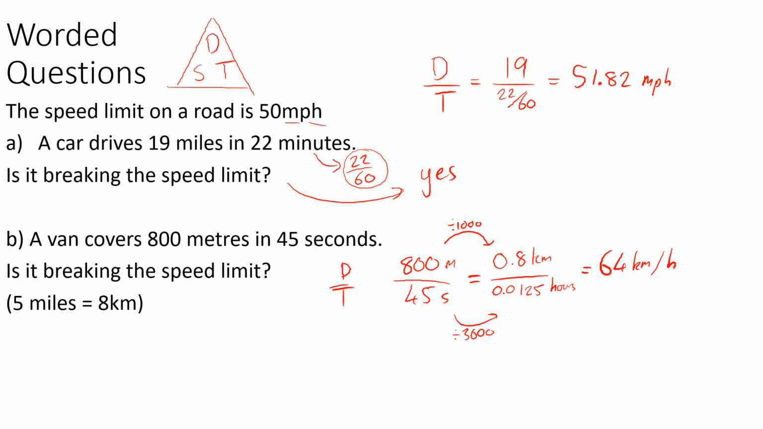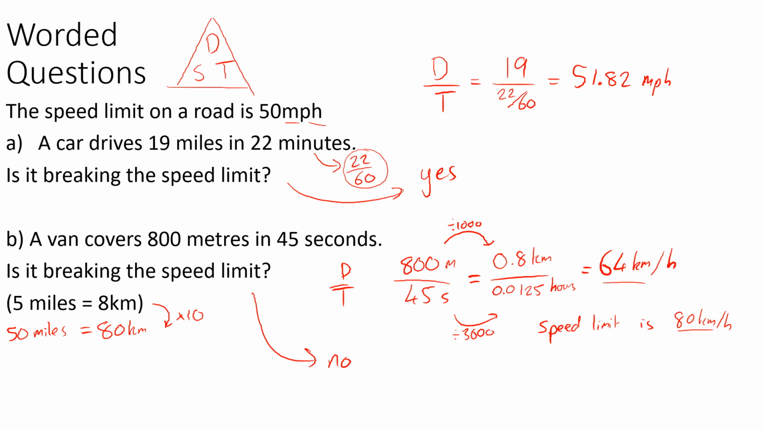So if we do that division, we'll get that this is going at 64 kilometers per hour. But we know the speed limit in terms of miles per hour, so we still need to make some kind of conversion. Lots of ways you can do this. We could change this one to miles, or we could change the other one to kilometers. I'll do the second one. So it's 50 miles per hour. So let's change 50 miles into kilometers. That looks to me like a simple times by 10 situation. So 50 miles is 80 kilometers. So our speed limit is 80 kilometers per hour. So this van is not breaking the speed limit. Lots of different ways of approaching that question now.